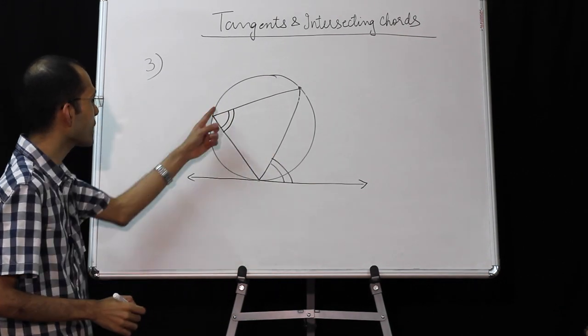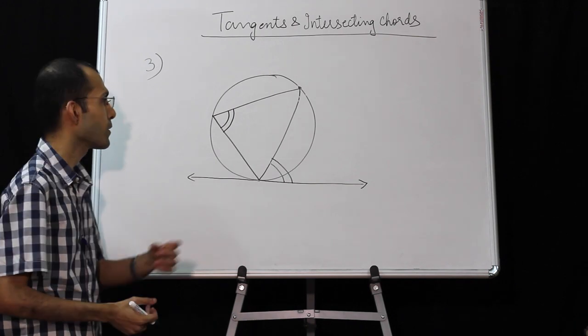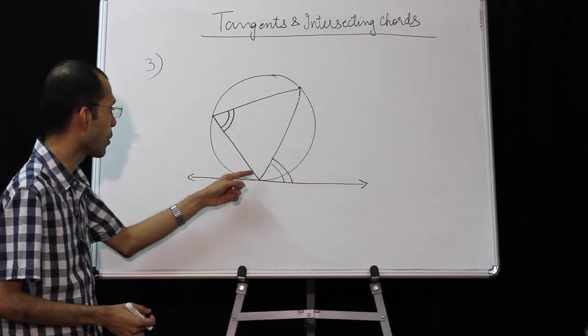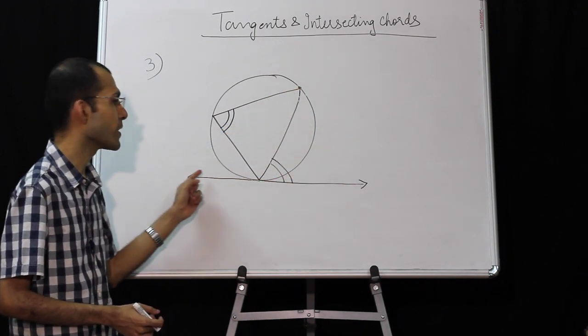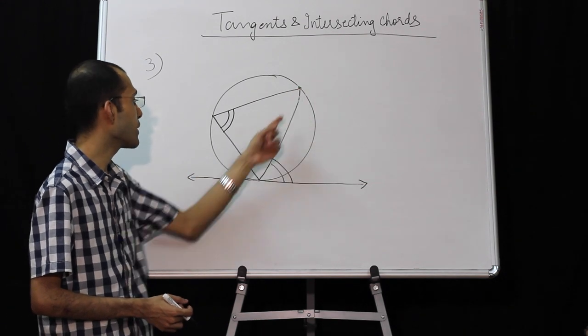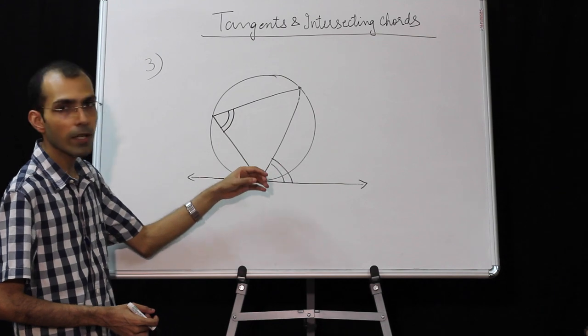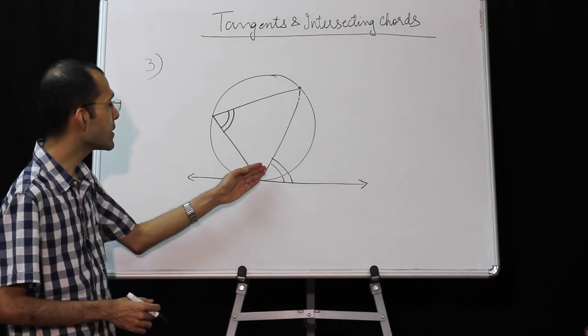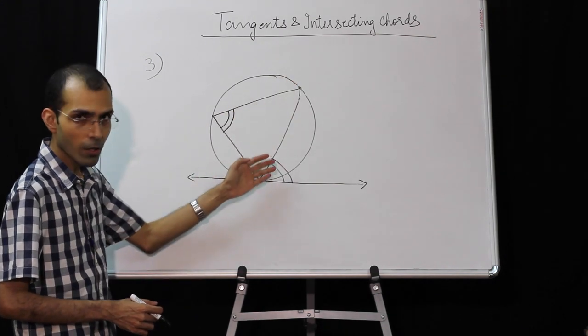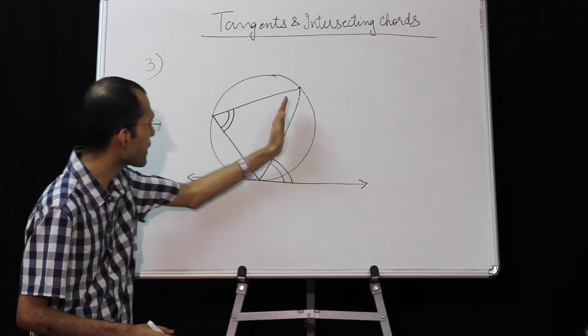So now these two angles will be equal. The angle formed between the chord and the tangent will equal the angle formed by the chord on the other side. Like this side is now used up.